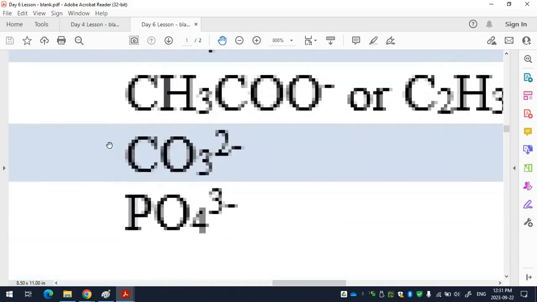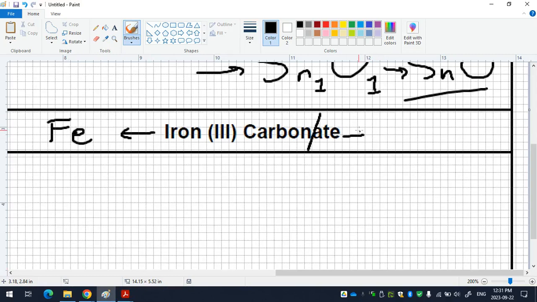CO. What's under the O? 3. And what charge are they giving me? 2. How much? 2 what? 2 negatives. 2 minuses. Okay. So what do I write here? I write C. Go ahead, everyone.